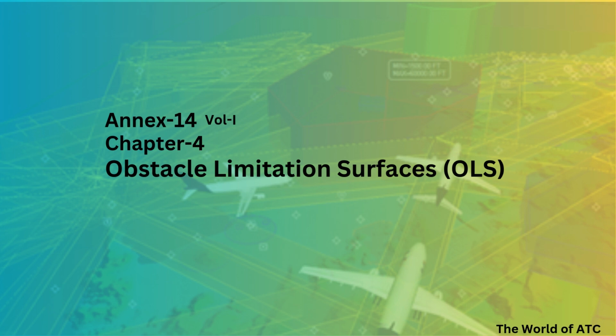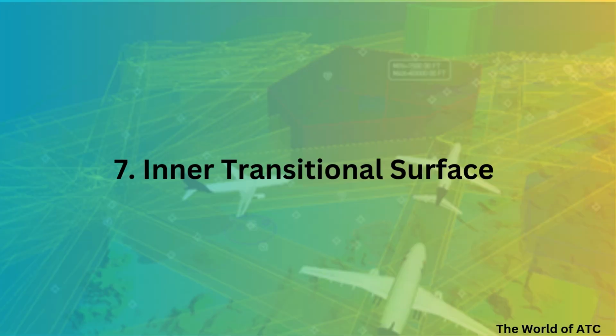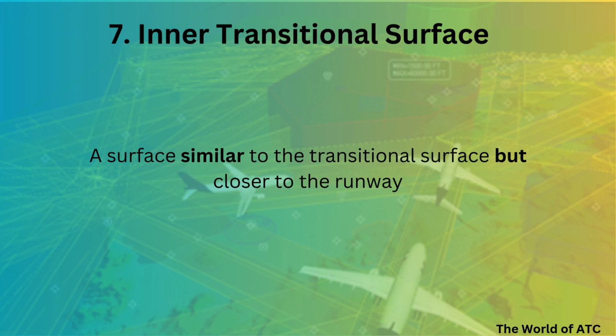Okay, so obstacle limitation surfaces, chapter 4 of Annex 14. The last surface we covered was the transitional surface. Moving on to the next in sequence, the inner transitional surface, which is defined as a surface similar to the transitional surface but closer to the runway.